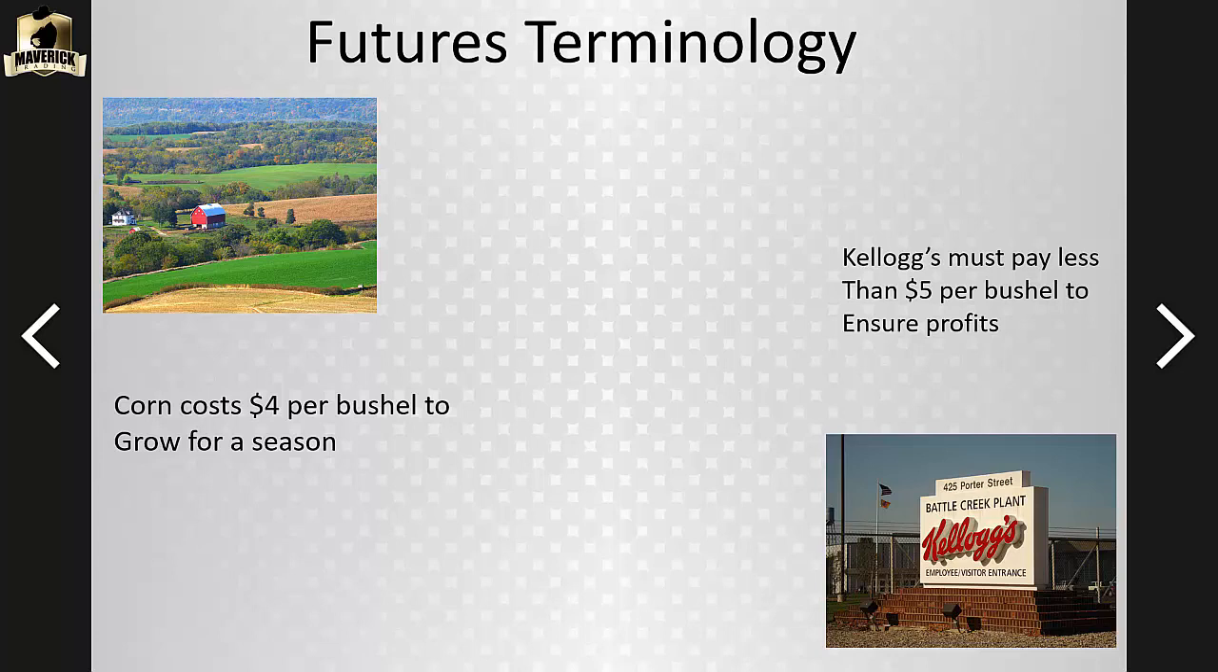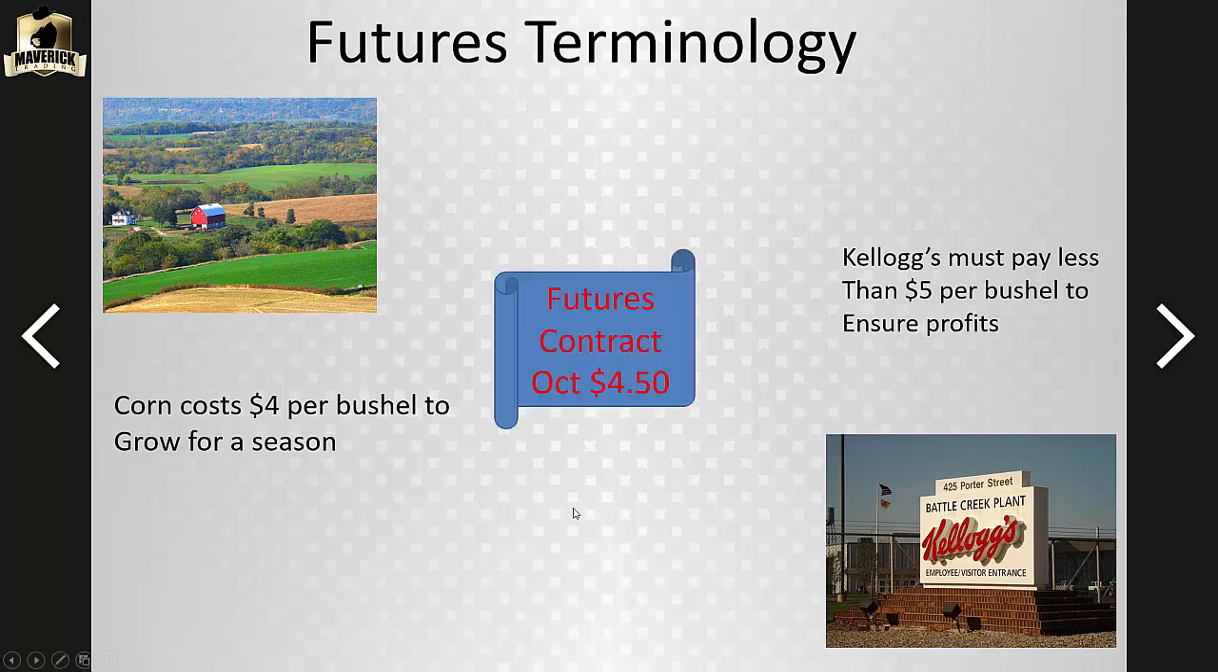Let's take Kellogg's on the other side. Kellogg's needs to buy corn, and they need to know, okay, what is our cost of corn? Now, right now there's a market price, but they're a little bit worried that prices may go up because they know that they have to pay less than a certain amount. And let's just use $5 here. Kellogg's must pay less than $5 per bushel to ensure that they're profitable for the year. And again, they don't know what the cost of corn is going to do, but they know that they need to lock in a price of below $5 per bushel.